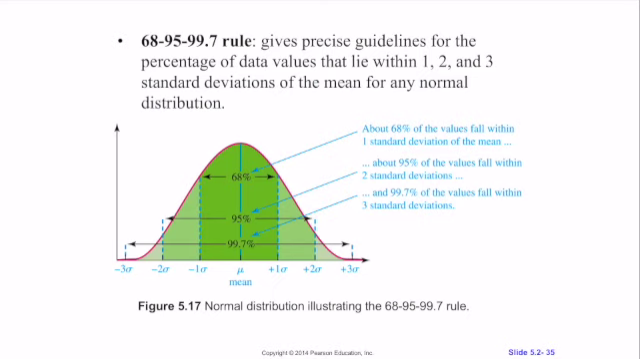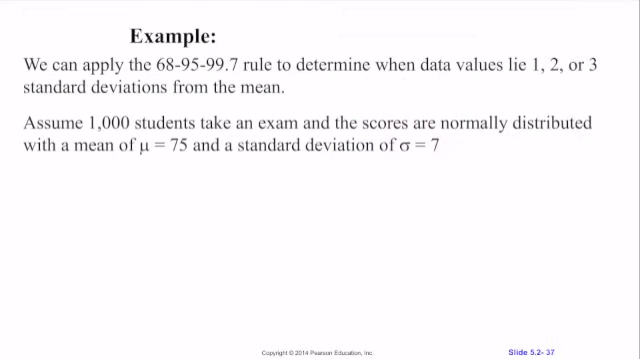So let's use the 68, 95, 99.7 rule for a couple examples. Let's assume 1,000 students take an exam and the scores are normally distributed with a mean of 75 and a standard deviation of 7. Okay, let's construct a normal distribution with this information. This is sigma. This stands for standard deviation.